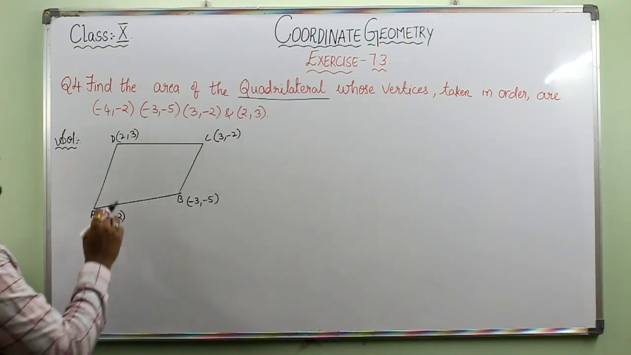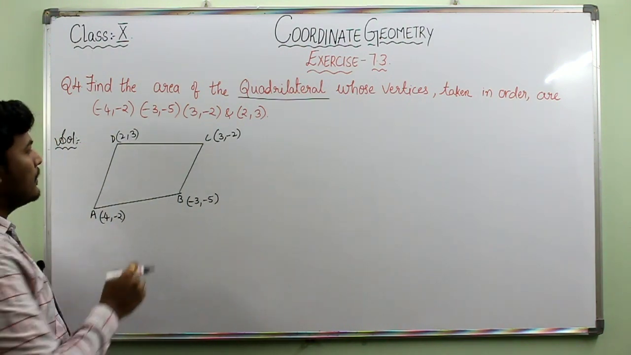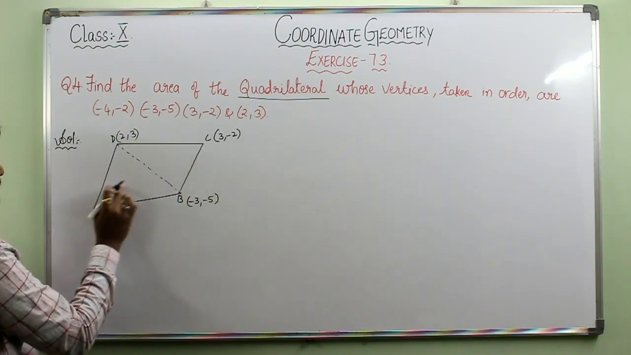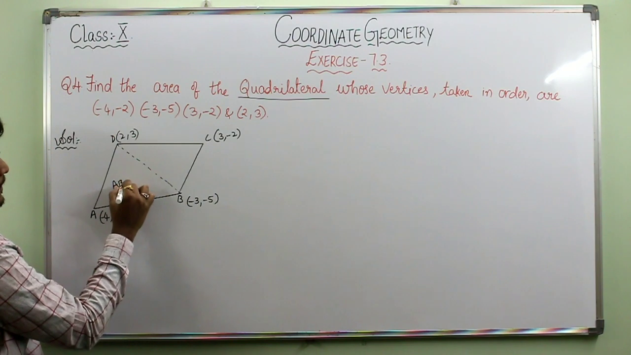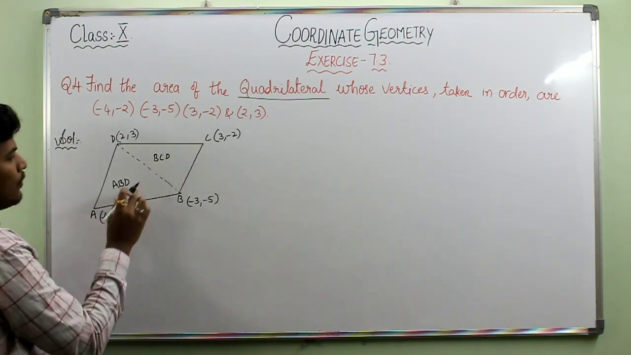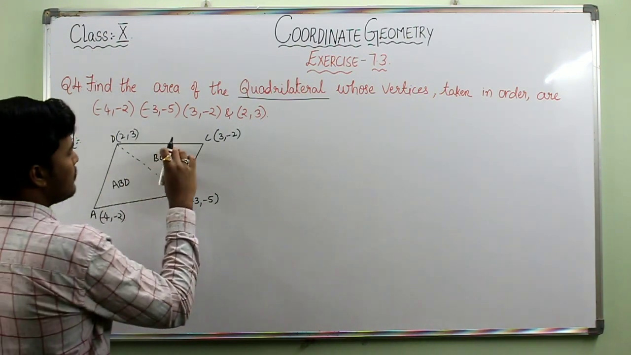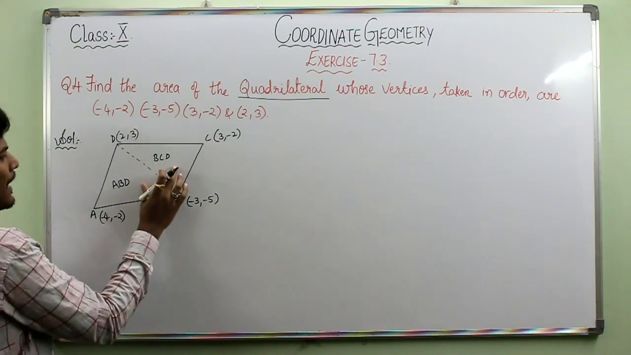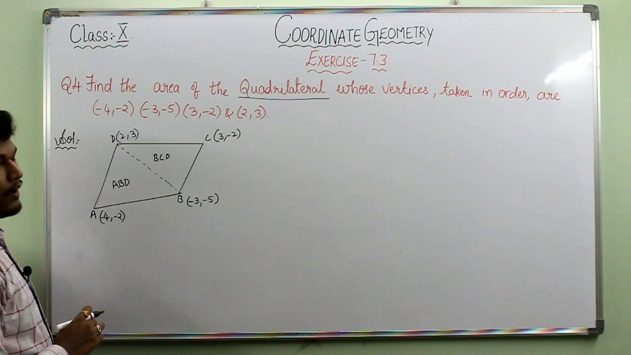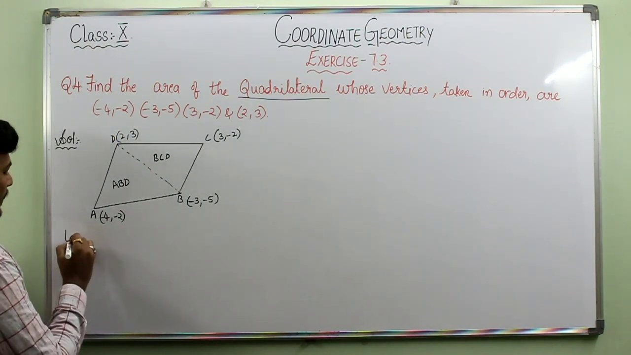So in the case of this quadrilateral, we don't have a direct formula, so we will divide this quadrilateral into two triangles, right? This is one triangle, that is ABD, as well as BCD is another triangle. So we will find the individual area of ABD and the individual area of BCD, and then we will add the areas, then we will get the area of the quadrilateral ABCD.